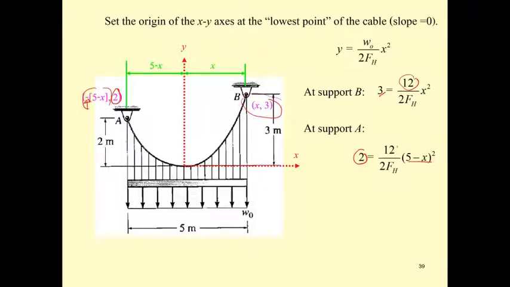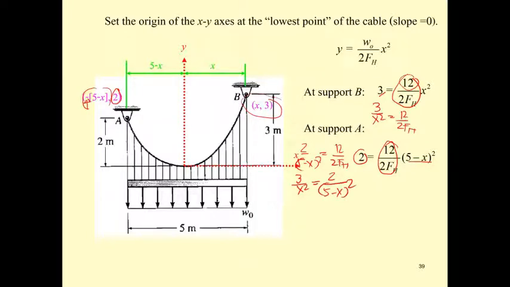And you may see that this and this are going to be the same. So this is going to be 3 over x squared equal to 12 divided by this. And this one is going to be 2 over (5 minus x) squared equal to f sub h over 12. And since these two are equal, you get the equation 3 divided by x squared equal to 2 divided by (5 minus x) squared.